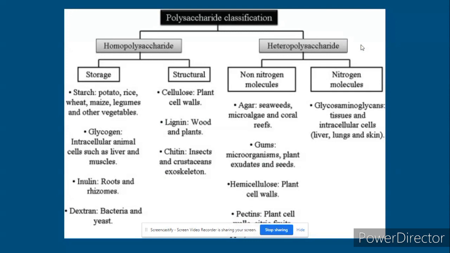Polysaccharides can be classified into two groups on the basis of the nature of their sugar. Those polysaccharides which have similar kind of sugar are said to be homopolysaccharides. The examples of the homopolysaccharides are starch, glycogen, inulin, dextrin, cellulose, lignin, and chitin. And those polysaccharides which have dissimilar kinds of sugar in them are said to be heteropolysaccharides. The examples of the heteropolysaccharides are agar, gums, hemicellulose, pectin, and heparin.